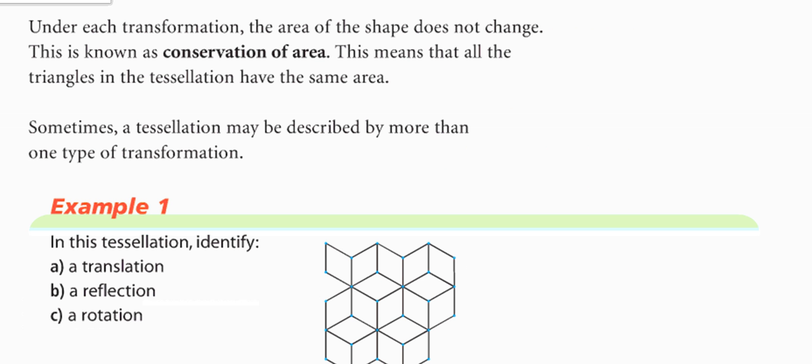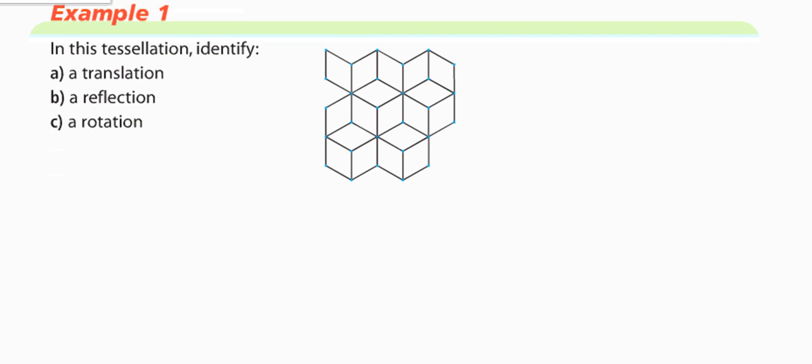Under each transformation, the area of the shape doesn't change. So we talked about that the shape doesn't stretch, it doesn't get smaller, I didn't twist it. And so that area of the shape does not change. This is known as conservation of area. This means that all the triangles in the tessellation will have the same area. Sometimes a tessellation may be described by more than one type of transformation.